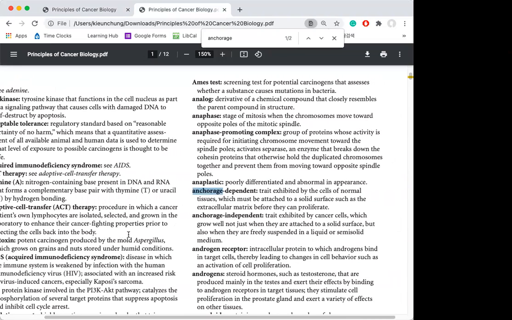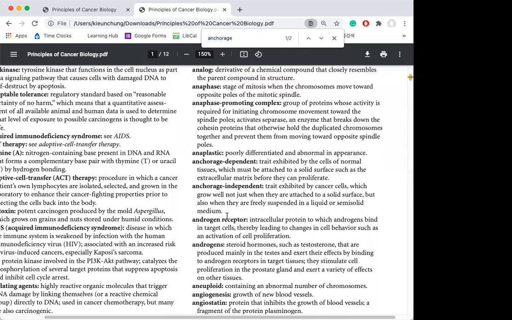Anchorage dependent: a trait exhibited by the cells of normal tissue, which must be attached to a solid surface such as extracellular matrix before they can proliferate. Anchorage independent: a trait exhibited by cancer cells, which grow well not just when they are attached to a solid surface but also when they are freely suspended in liquid or semi-solid medium.